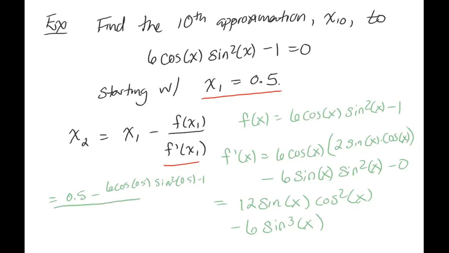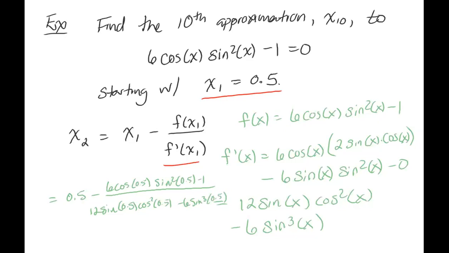Okay. Divided by, oops, just this part divided by the derivative evaluated at 0.5. So it'd be 12 sine of 0.5 cosine squared 0.5, right? Minus 6 sine cubed of 0.5.